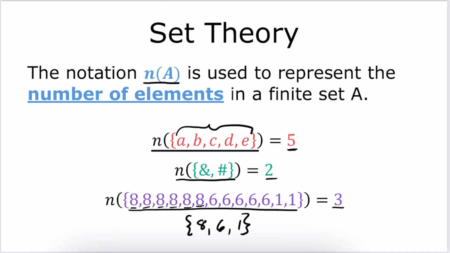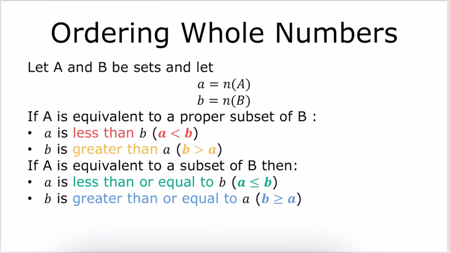So with this notation, we can define the words less than, greater than, and less than or equal to, or greater than or equal to. Because the way that we define these words is we say let A and B be sets, and let little a be the number of items in A, or the number of elements in the set A. And let little b be the number of elements in set B. So the way that we define the words less than and greater than is we say if set A is equivalent to a proper subset of B, then little a is less than little b and little b is greater than little a.